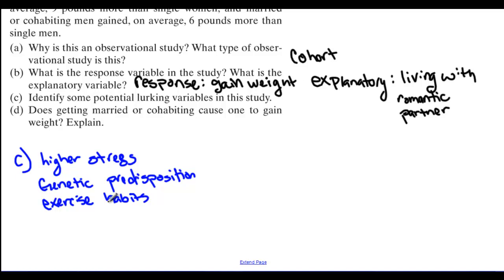And so for D, does getting married or cohabitating cause one to gain weight? And explain that. So for D, it's asking, does getting married cause this to happen? Well, no, we can't say it causes it to happen. This is an observational study. So with an observational study, you can say that there's a correlation, so there's a relationship there, but you can't say that getting married actually causes somebody to gain weight. So no, there's a relationship, but we cannot determine a cause.